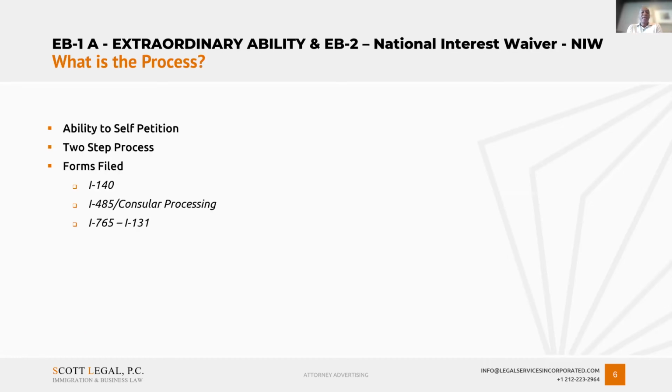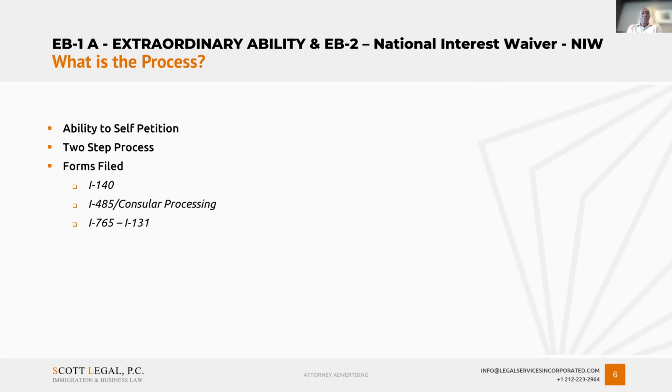Now, for both EB1A and EB2 National Interest Waiver, one thing to keep in mind is that for both of them, you have the ability to self-petition. So you don't need an employer to sponsor you, and they each are going to be a two-step process where you're filing the I-140. If you're filing it for EB1A, you'll be filing the I-140 to show that you've met at least 3 of the 8 criteria. If you're filing the national interest waiver, you're going to be filing an I-140 showing that you're coming to the United States to do something that's in the national interest and has substantial merit, and you're well positioned to advance the endeavor, and that the government should waive the labor certification.